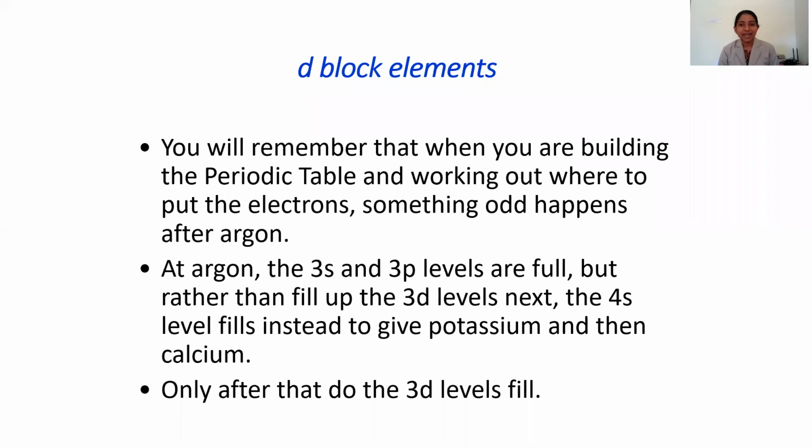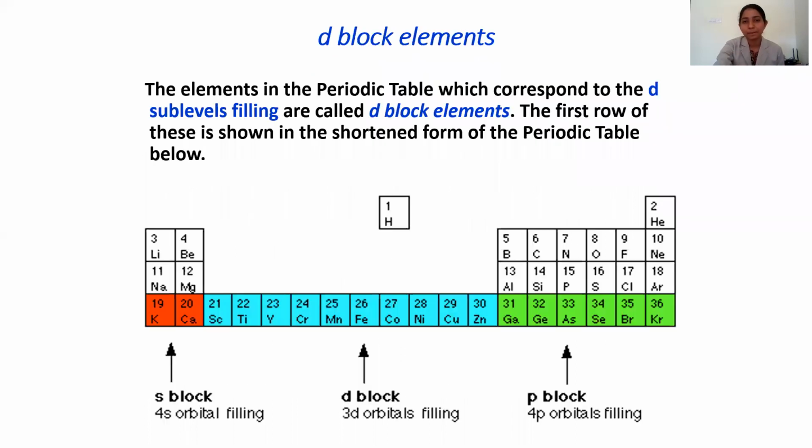You will remember that when you are building the periodic table and working out where to put the electrons, something odd happens after argon. At argon, the 3s and 3p levels are full. But rather than filling up the 3d levels next, the 4s level fills instead to give potassium and then calcium. So only after that do the 3d levels fill.